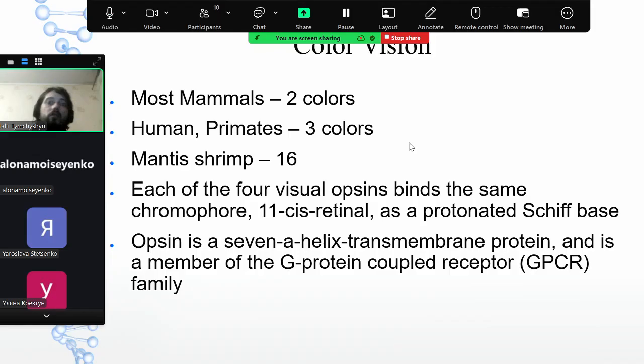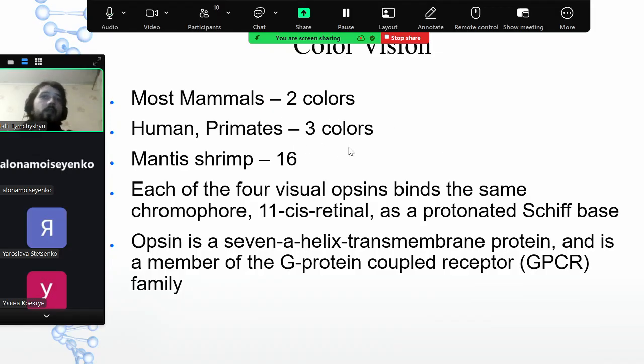Color vision is pretty interesting. Most mammals see only 2 colors. Humans and certain primates see three colors. The reason is probably that for some time we were looking for fruits, and it's pretty important to see different colors so you can distinguish different fruits and not eat something inappropriate.